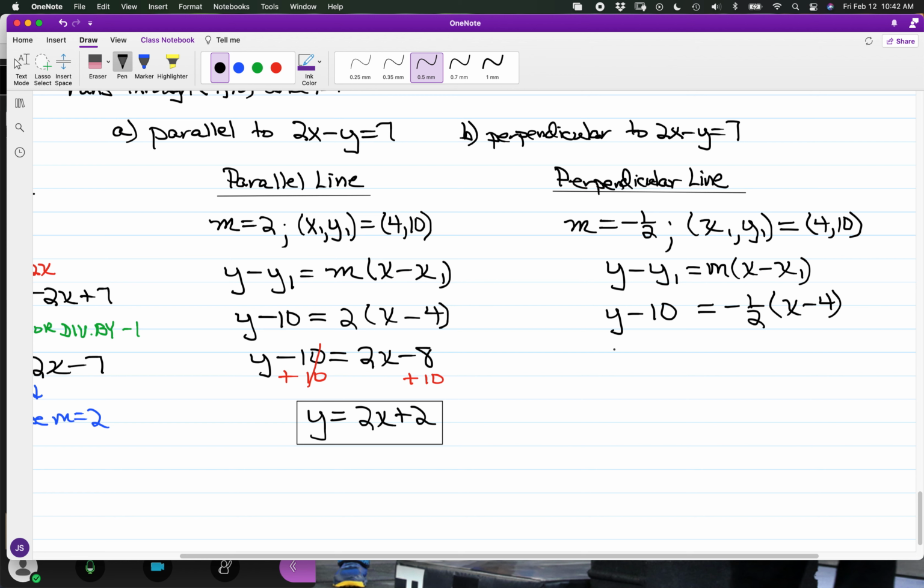Now for the slope intercept, if I distribute negative 1/2 over the quantity x minus 4, I'm going to have the statement that y minus 10 is equal to negative 1/2 of x plus 2. And again, getting y by itself upon adding 10 to both sides, we're going to have y is equal to negative 1/2 of x plus 2 plus 10, so negative 1/2 of x plus 12.